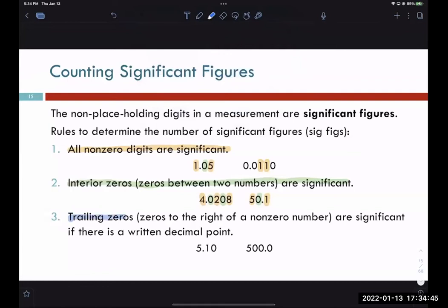All right, so trailing zeros. Good. Some colors up there look terrible.